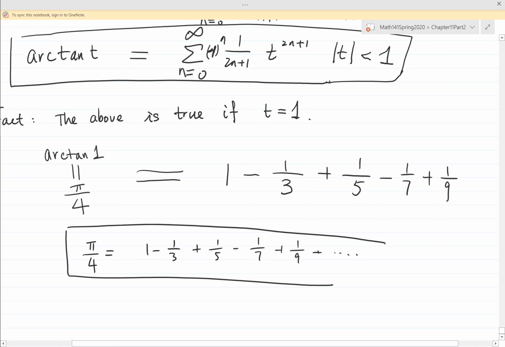Now this formula was first discovered by Leibniz. Remember pi over 4: pi is the area of a unit disk, so pi over 4 is the area of a quarter disk. So it's called the Leibniz quarter circle formula.